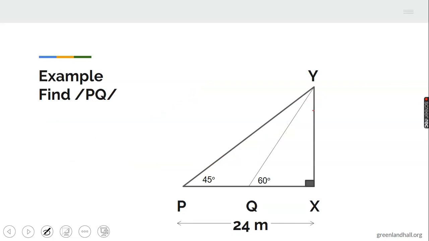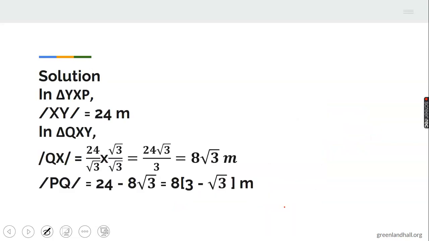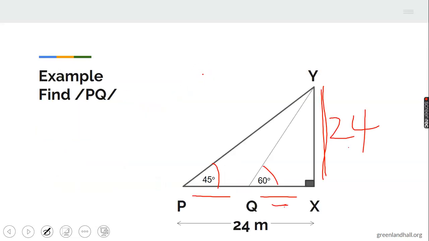Another example is this. We want to look for PQ here. So we can get here first. Once you have gotten XY, here is 24, since this is angle 45, from there now we can calculate here. This will be opposite over, that's tan. So we use tan there. That's why this is 24, you can see XY is 25.